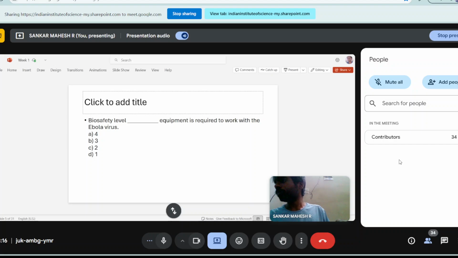Can I talk about BSL one? Yeah, sure. This is for non-pathogenic, not highly risky microorganisms like E. coli, Bacillus subtilis, and Saccharomyces cerevisiae. We can use them for regular sticking and culturing.